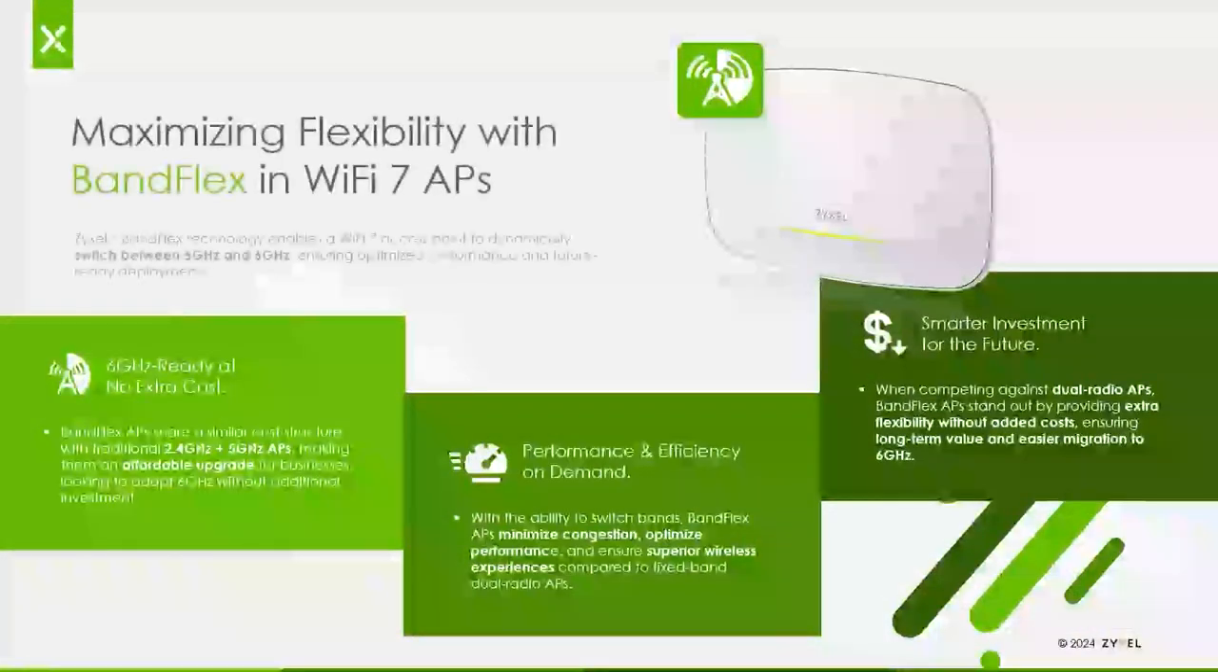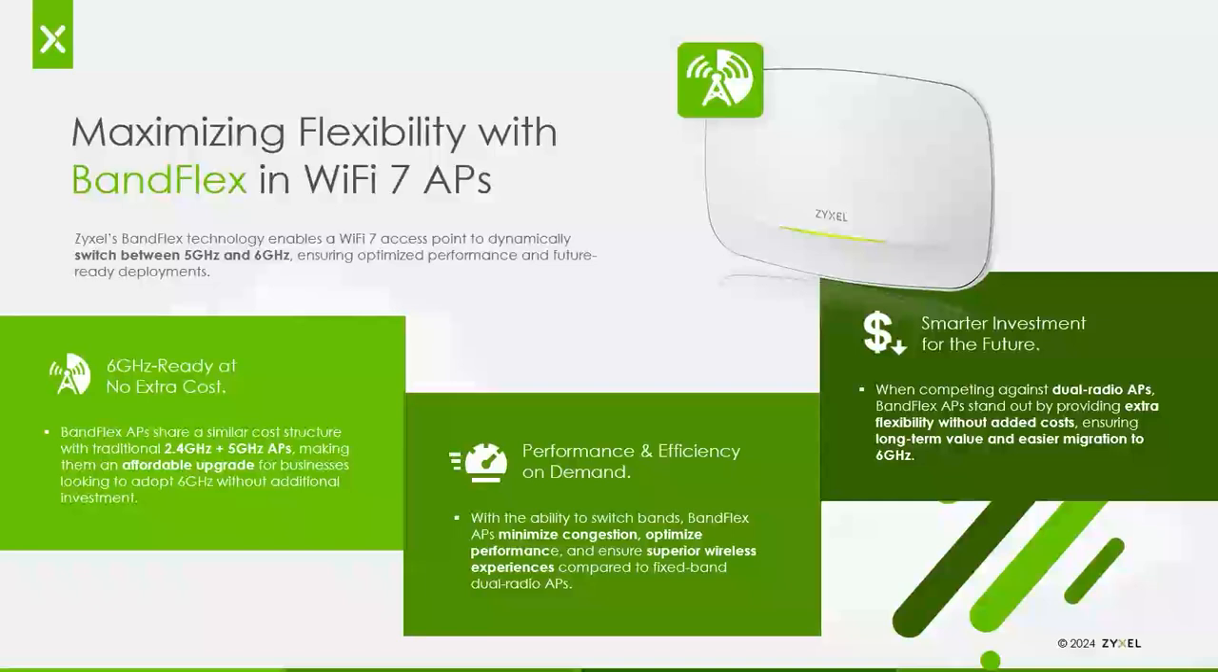So today's access points are our WBE510D and WBE630S. So these are both band flex access points. This was something we first started doing with the Wi-Fi 6E a few years ago, and now we're continuing this here with our Wi-Fi 7 access point.